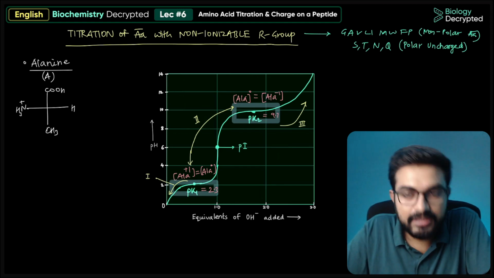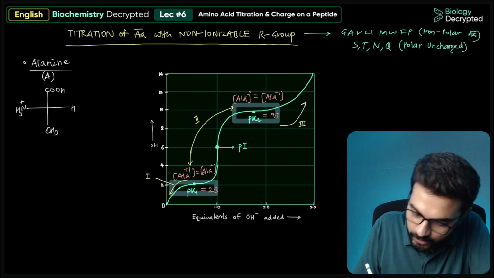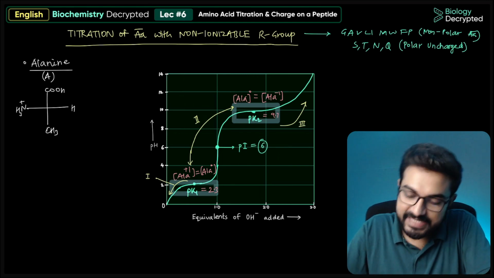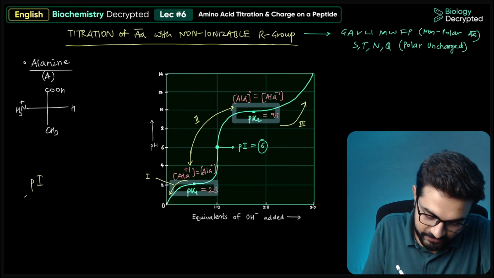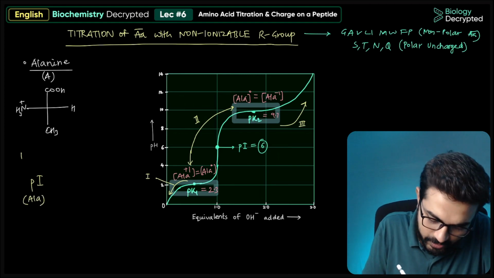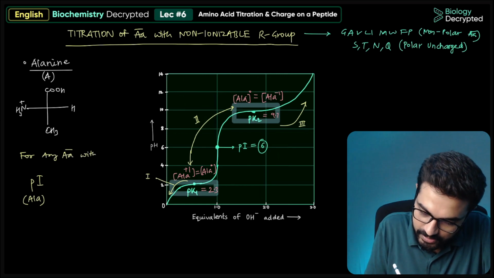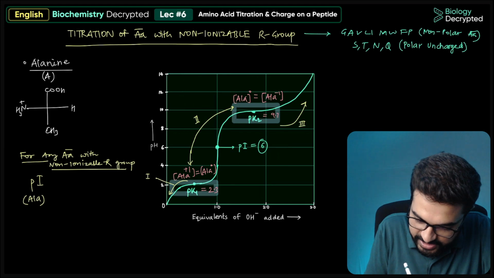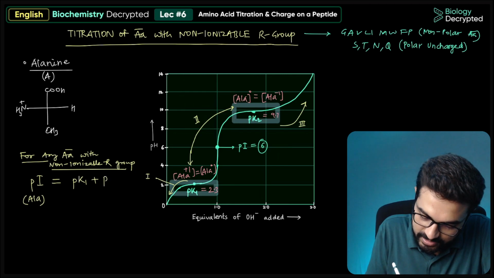And this is how we get the PI, the isoelectric point, and in this case it is 6. But how do we calculate it? Well, I told you it's 6, but there is a way to calculate it, and it's very easy. If we are calculating the PI for alanine, or for any amino acid with a non-ionizable R group, PI is equal to (pK1 plus pK2) divided by 2.